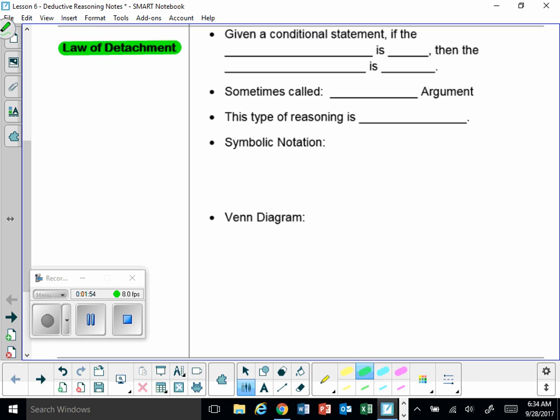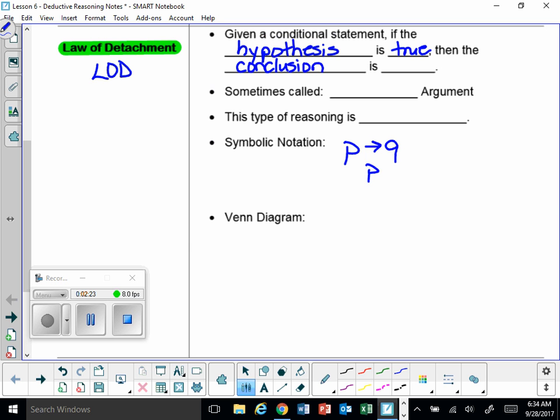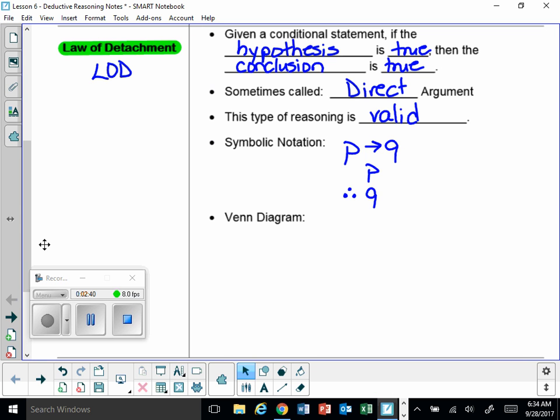Okay, so with the law of detachment, we often abbreviate that LOD just for convenience. The symbolic notation says given a conditional statement. So let's see, P, then Q. If the hypothesis is true, we would say P, then the conclusion is true. Therefore, Q. This is sometimes called a direct argument, and it's what we call valid reasoning.